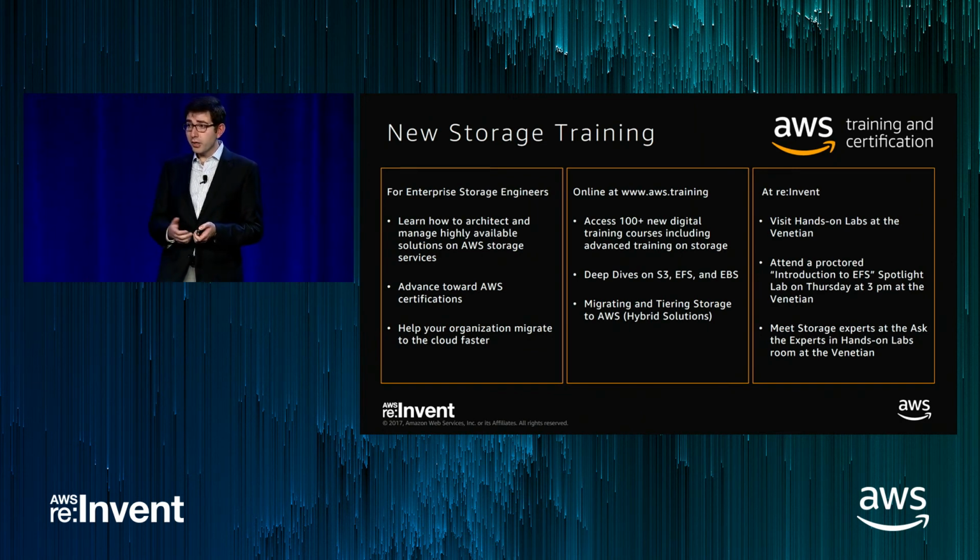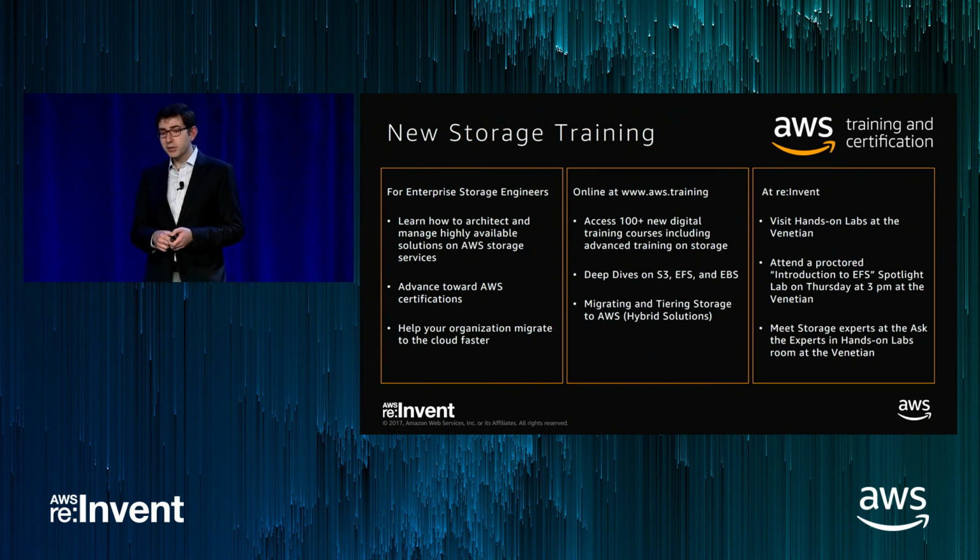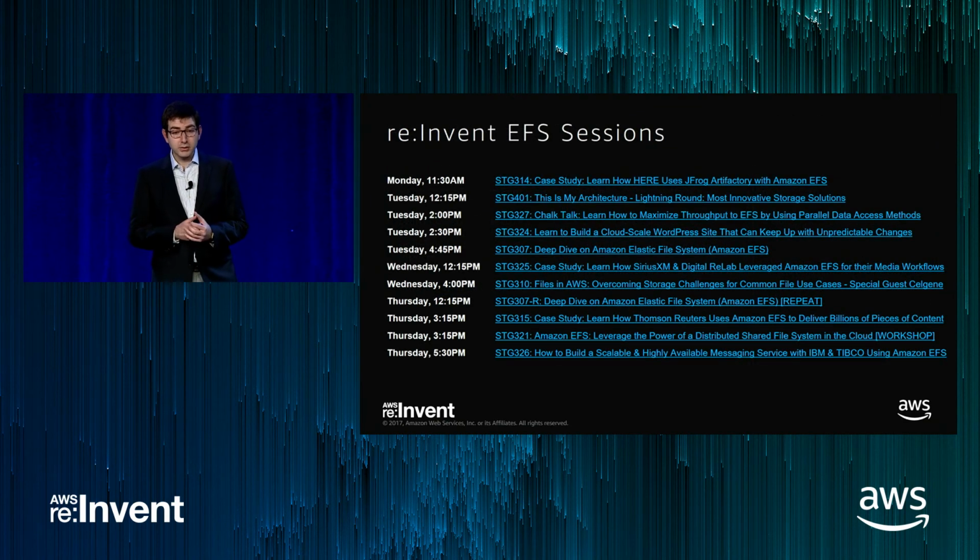There's also lots going on at reInvent. We have hands-on labs. We have an EFS Spotlight lab on Thursday at 3 p.m. at the Venetian. We have storage experts, EFS experts at the AWS booth in the expo all week. And we have a bunch of sessions. Companies like SiriusXM, here, Thomson Reuters, Celgene are all talking about their EFS use cases. It's use cases like web serving, middleware applications, hybrid architectures, using EFS in dev environments. So good mix of different use cases. You can hear from the customers directly about their experience with EFS and best practices.